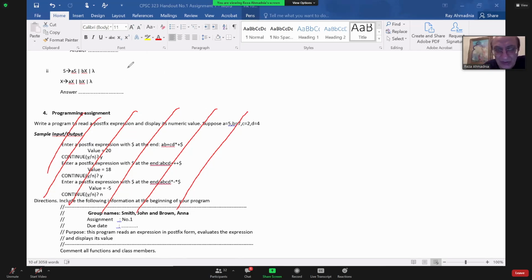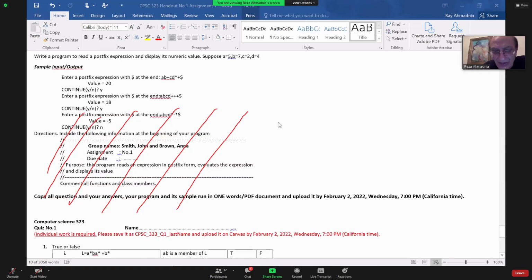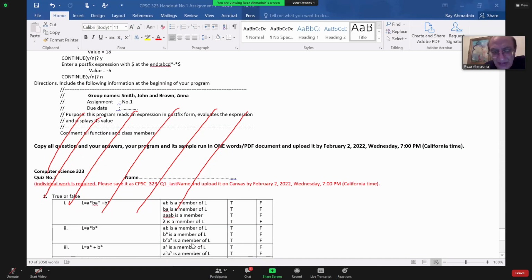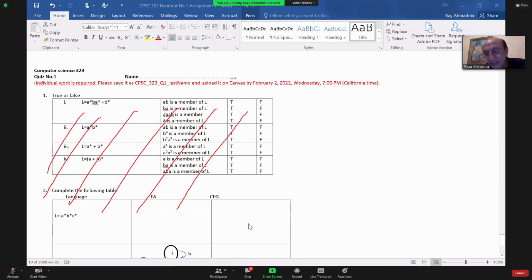The first part, you do it by your team. And then the last one is the quiz. You do it by yourself and you turn it in before the Wednesday class next week. So the homework, I want to get it with 2 names. The quiz, only you do it by yourself. And drop everything in Canvas.